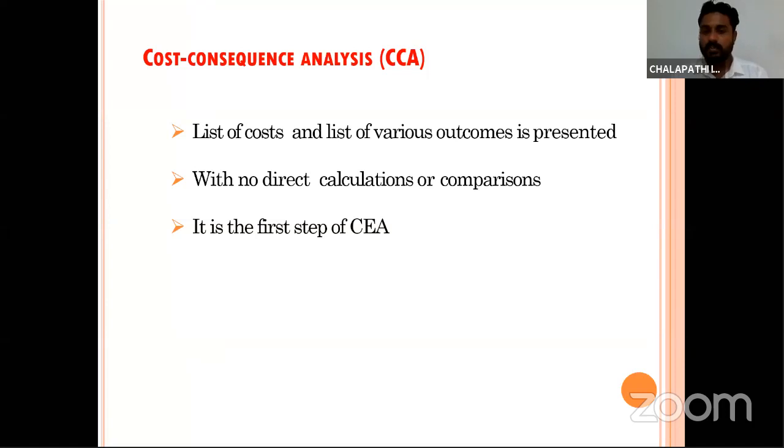There is no other calculation or things. We just list out how much was the benefit, how much was the cost for each intervention.